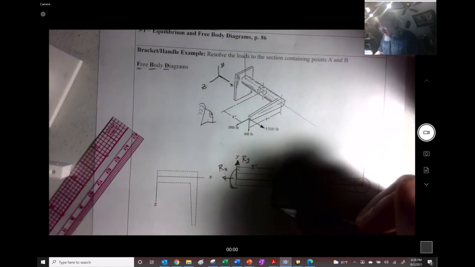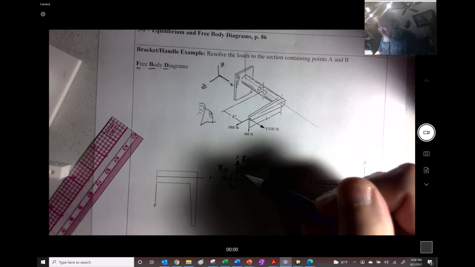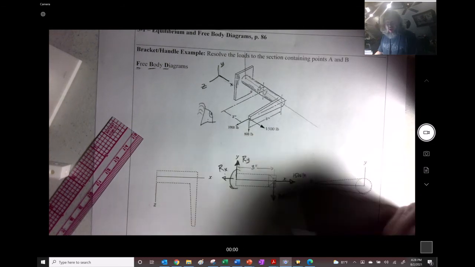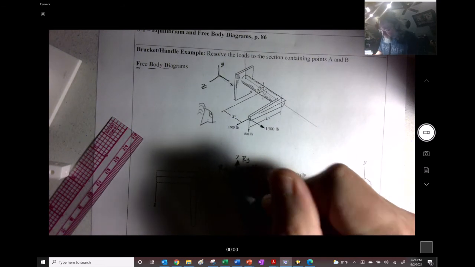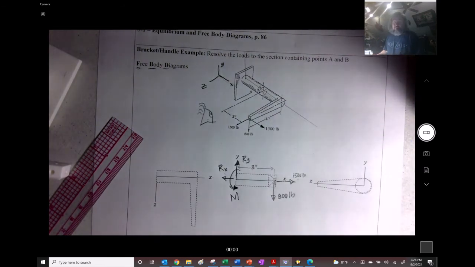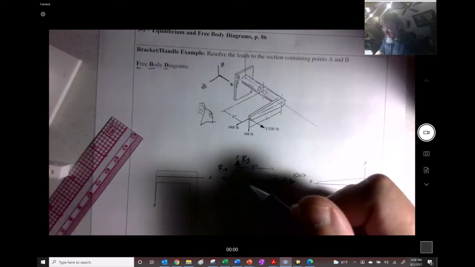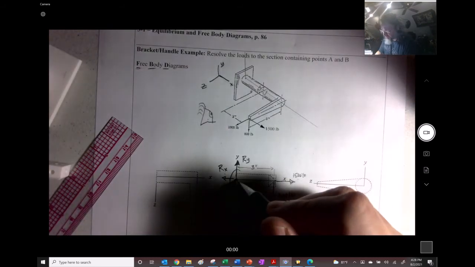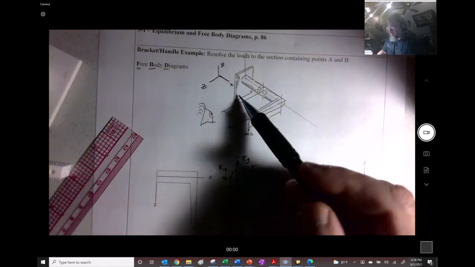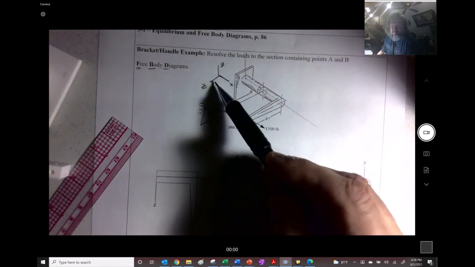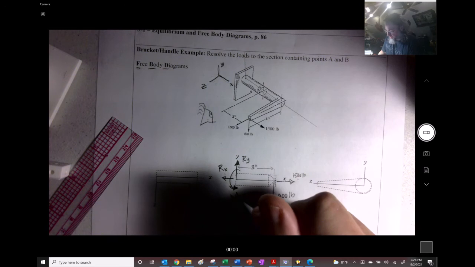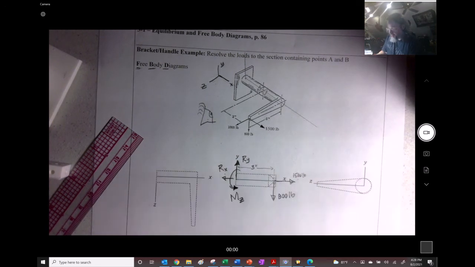It's a clockwise moment. So this reaction moment right here that's inside has to be opposite from that. So we get a moment right here, M. And I like to give it a subscript. Well, this is a moment that is going about the z-axis, right? It's rotating about the z-axis. So I'm going to call that MZ.